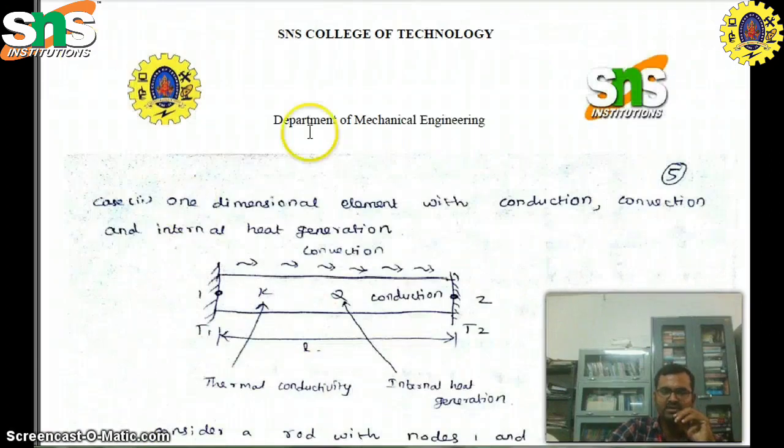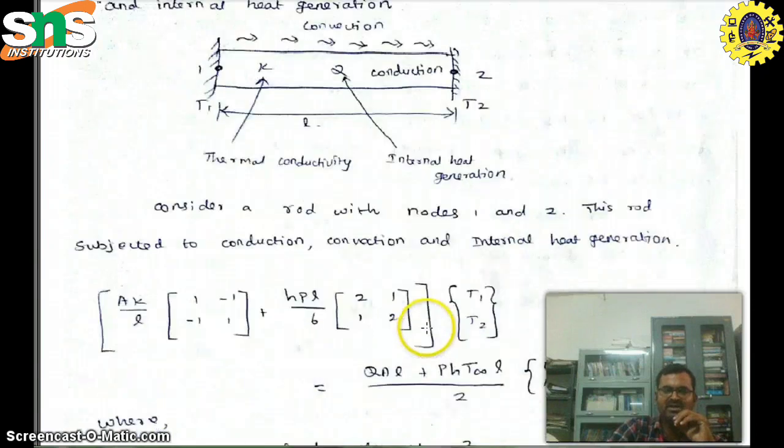The second case is a one dimensional element with conduction, convection, and internal heat generation. This is the one dimensional bar element. Both sides of the bar element are fixed. The convection is taken care of, and inside the element the conduction is taken care of. The nodal temperature at node 1 is denoted as T1 and at node 2 as T2, along with the thermal conductivity and the internal heat generation.